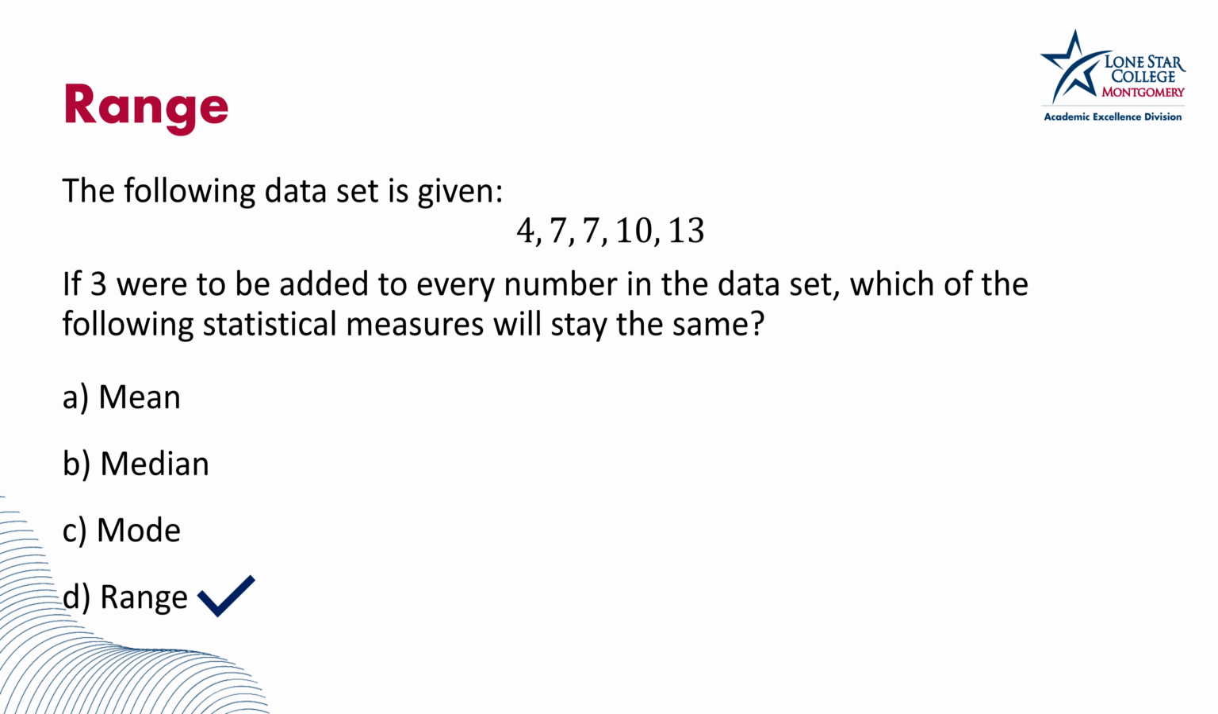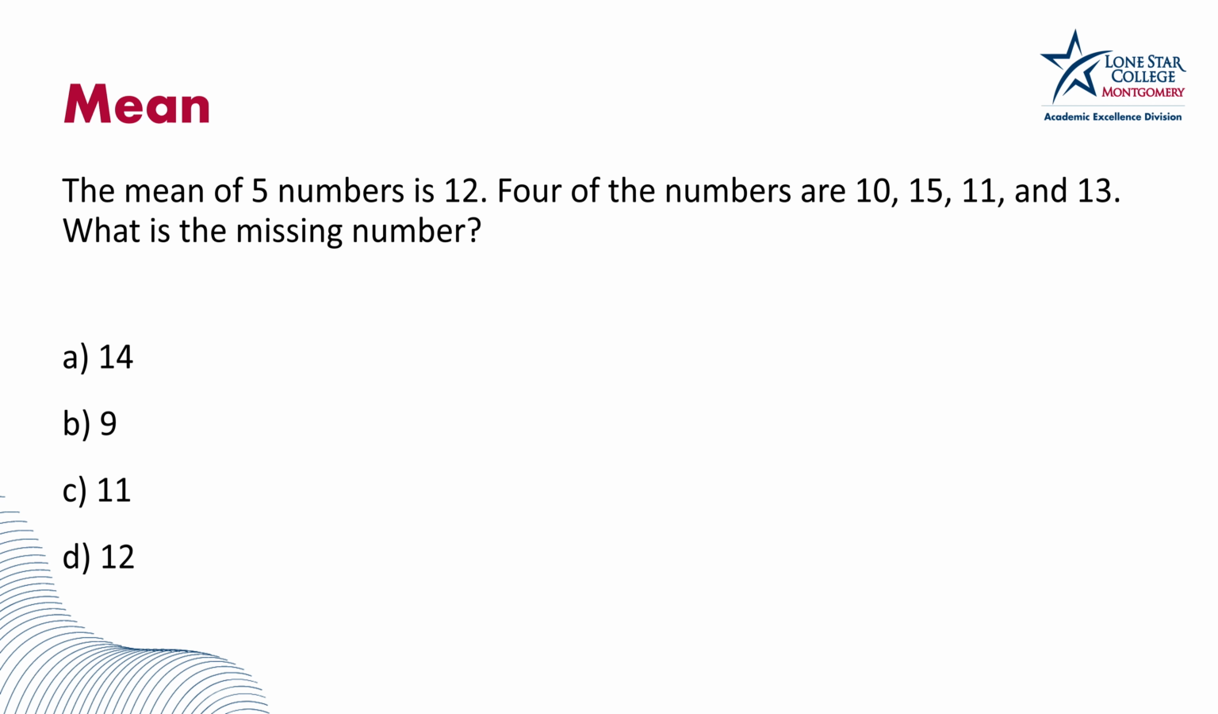So now let's talk about mean. The mean of 5 numbers is 12. 4 of the numbers are 10, 15, 11, and 13. What is the missing number?